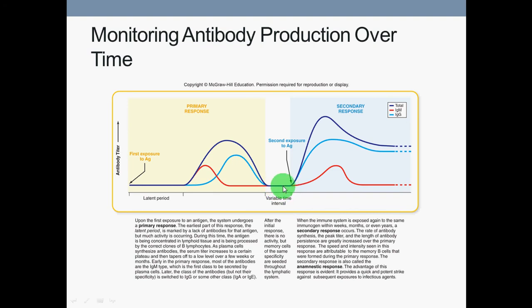Now this period right here, this is between exposures. So this can last months to years. Once you have a second exposure to that antigen, to that microbe, antibody production gears up in a high gear, and we have a lot of antibody produced. Again, until you get the infection under control, and then it can ease off again.